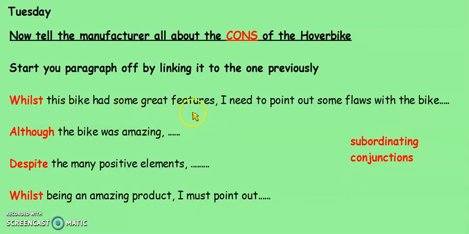I've got some examples. Whilst this bike had some great features, comma, so there's our subordinate clause, I need to point out some flaws with the bike, and then you're going to explain them further. Or you might start with something like, although the bike was amazing, there were many negative aspects that I need to explain, or something along those lines, and you've got a couple more examples there that you might use. So let's see how I've put that into a paragraph.